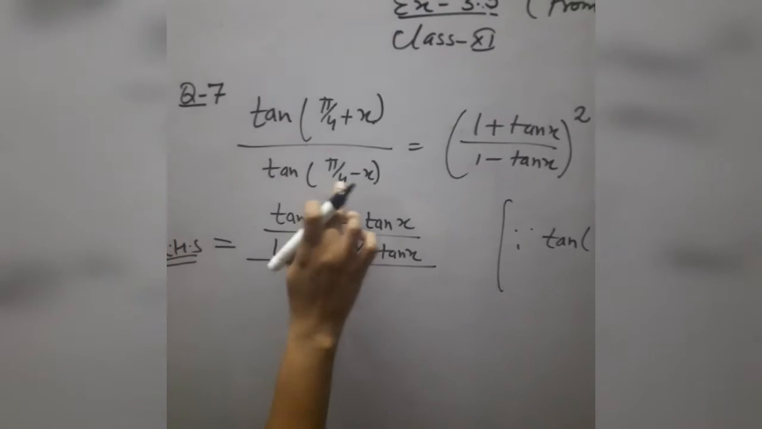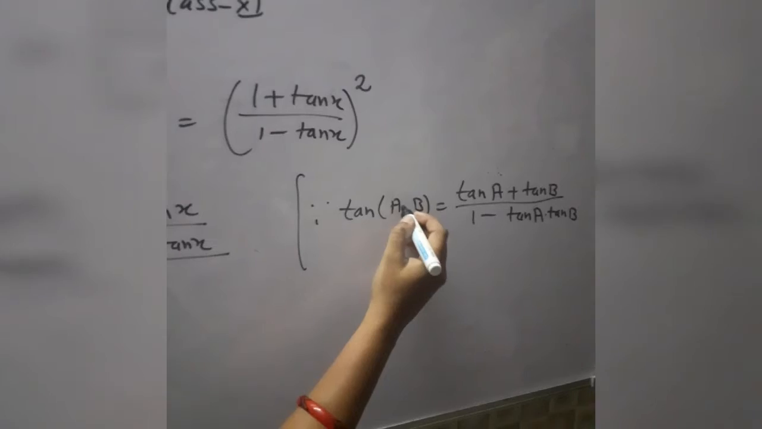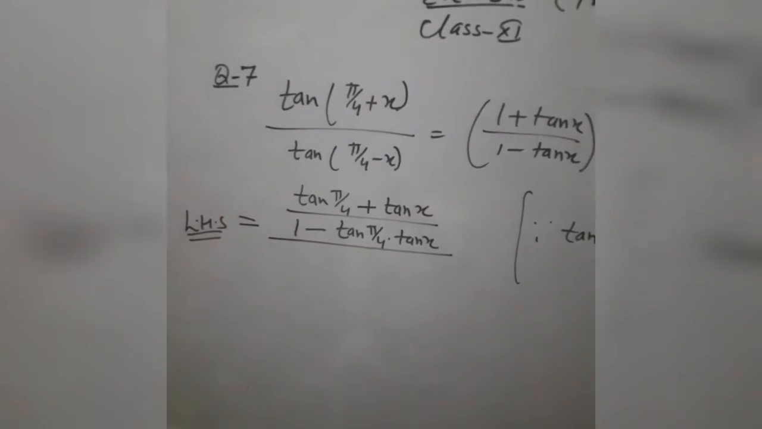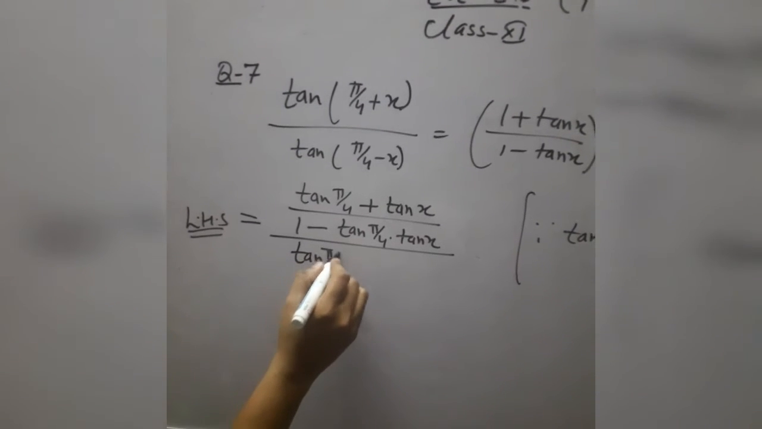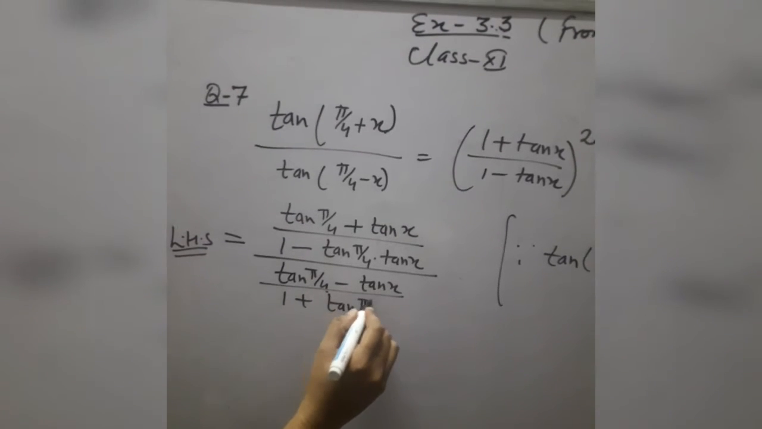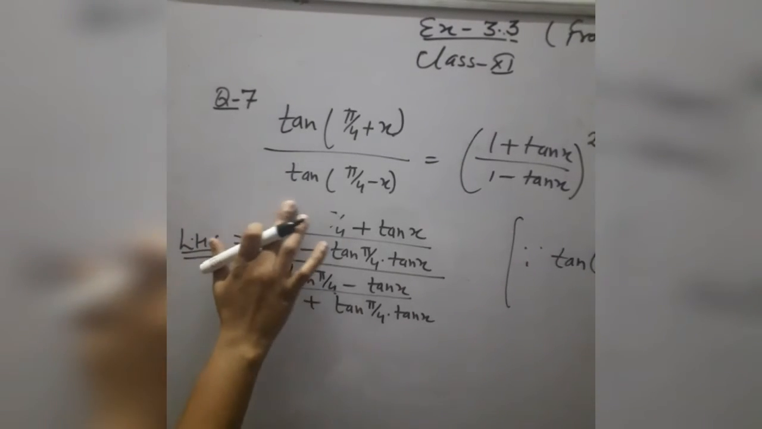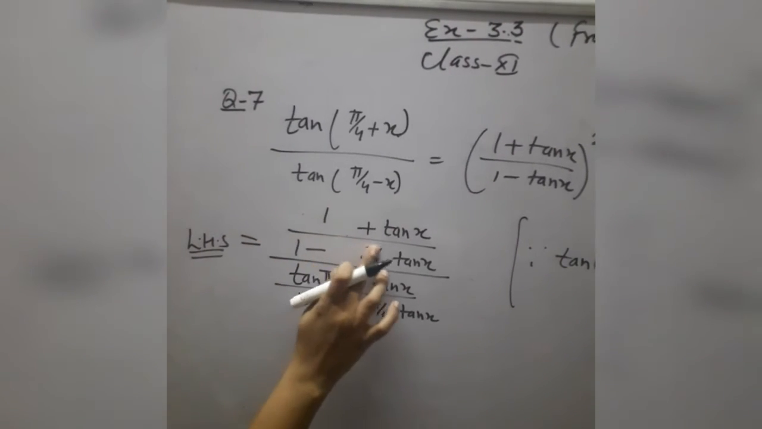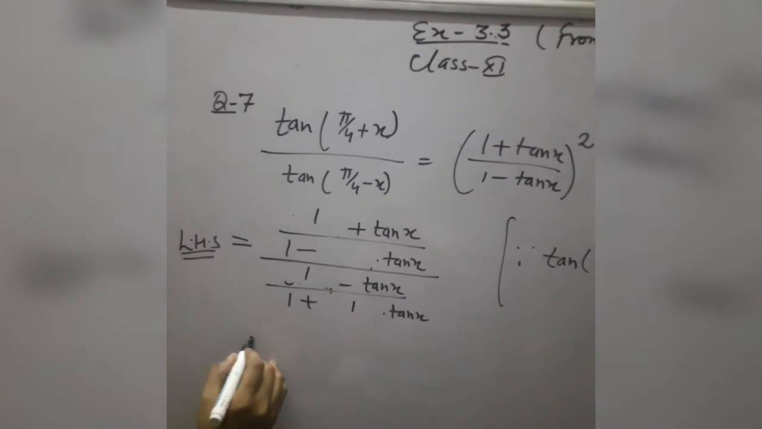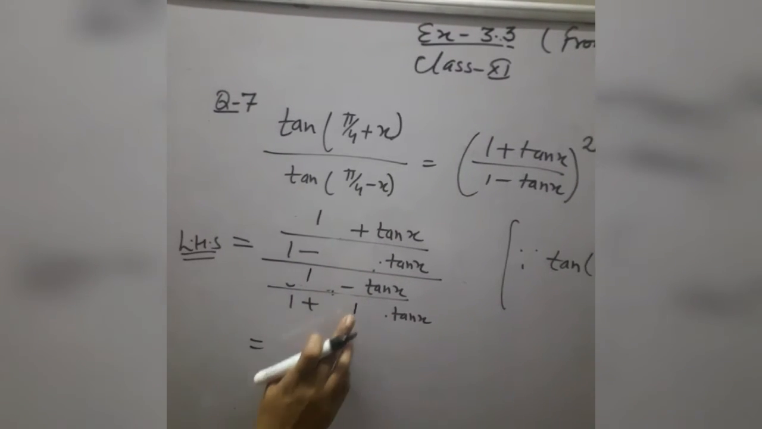In the denominator again use the formula of tangent, but now we will use the formula of tan(a - b). Tan(a - b) is equal to (tan a - tan b) divided by (1 + tan a tan b). Now tan(pi/4) minus tan x divided by 1 plus tan(pi/4) tan x. Now all of you know that the value of tan(pi/4) is 1. Tan 45 is 1. So replace tan(pi/4) by 1. Now you will get (1 + tan x)/(1 - tan x) divided by (1 - tan x)/(1 + tan x).